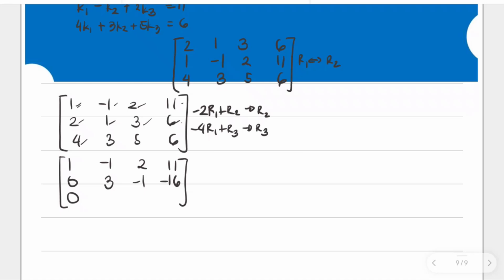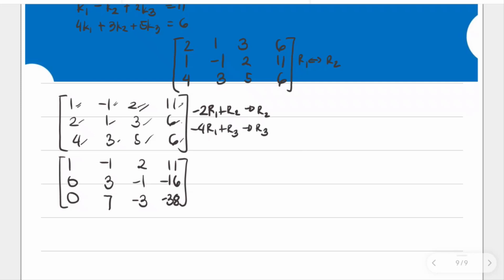Continuing, -4 times -1 is 4, plus 3 is 7. -4 times 2 is -8, plus 5 is -3. Next, -4 times 11 is -44, plus 6, so you have -30.